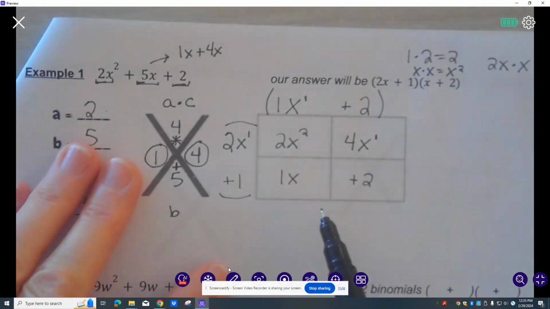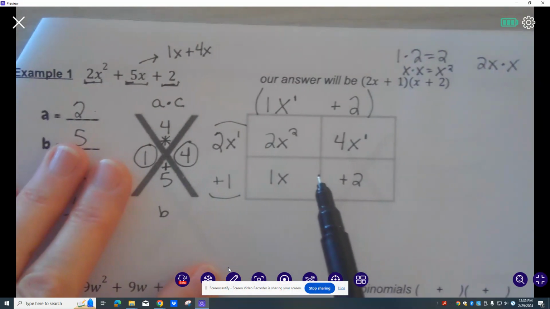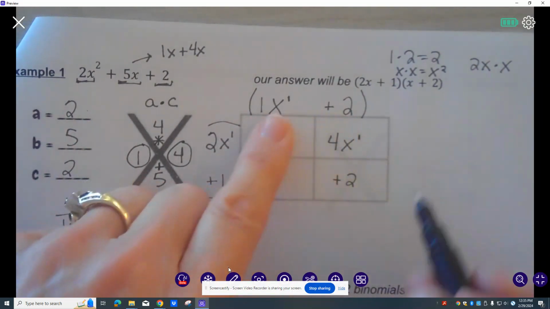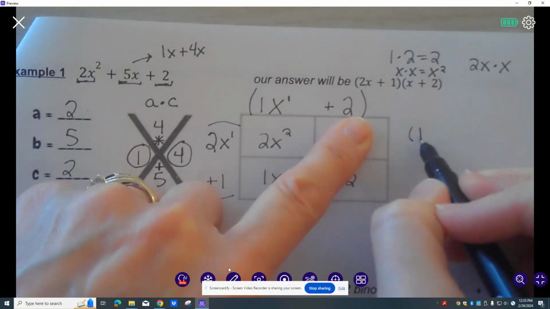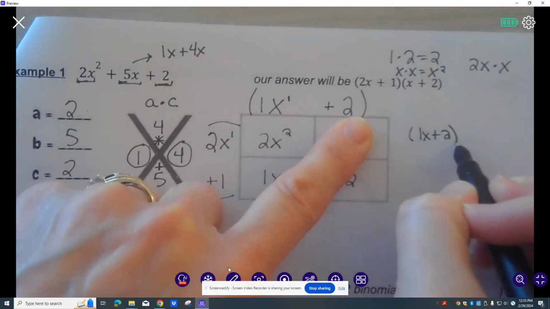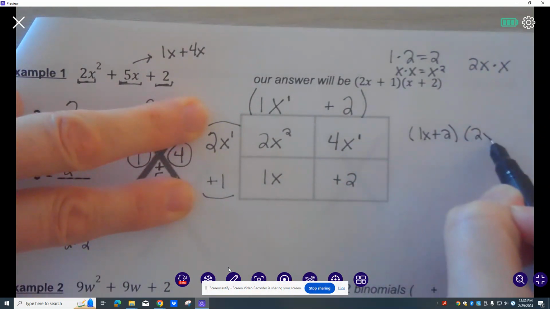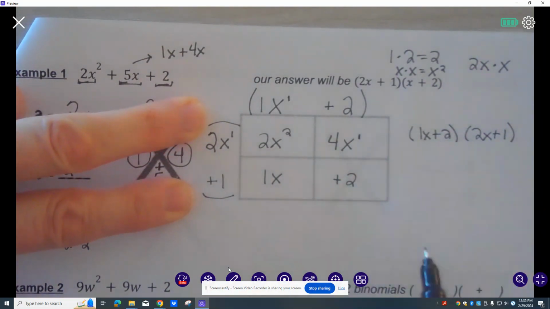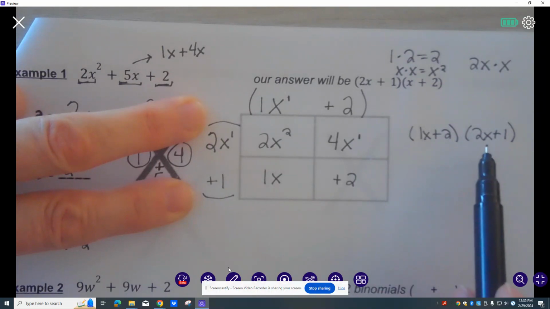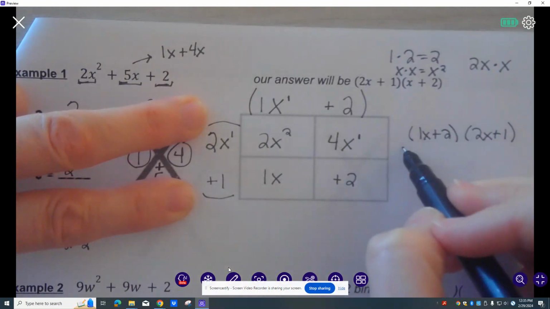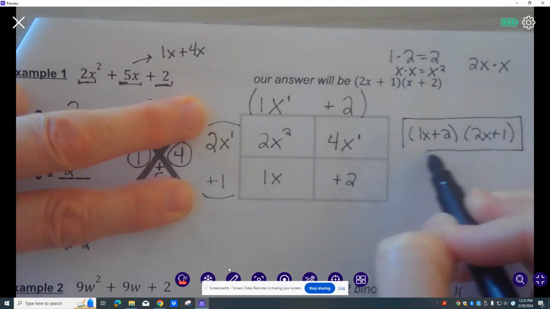We are not done. You can't leave it like this. You have to write the 2 factors multiplied together for your answer. So one of my factors is this, 1x plus 2. The other factor is 2x plus 1. So your final answer will be these 2 binomials multiplied together. That is my final answer.